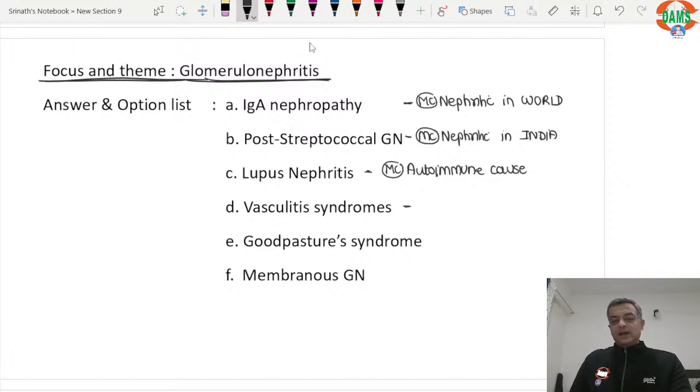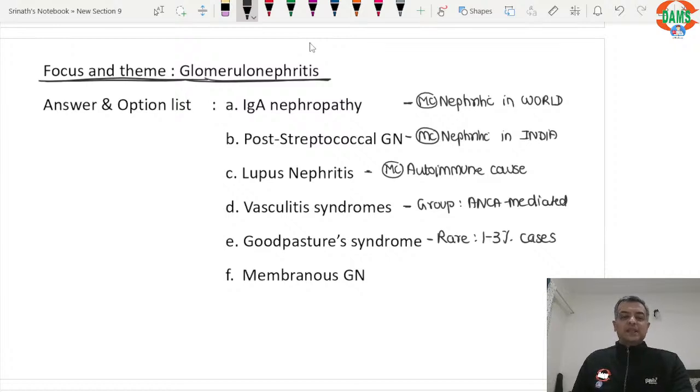The vasculitis are a group of autoimmune diseases which are typically ANCA-mediated vasculitis. And we have Goodpasture, which is the least common cause, only 1 to 3% of cases. All of them can present with nephritic syndrome. Membranous is a rare cause of nephrotic syndrome. Now, these are the choices that we have to choose. So we will take two case scenarios to discuss these two topics.